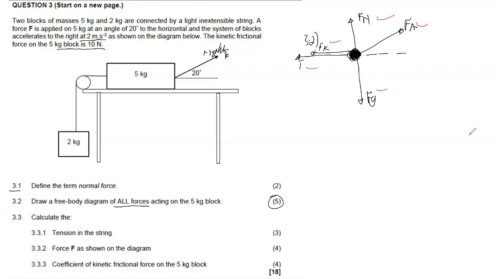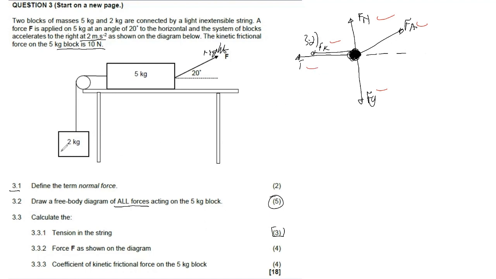And now 3.3, they say calculate the tension in the string, for 3 marks, right? Since this is 3 marks, we can tell that it should be a fairly simple process. Okay, now trying to calculate the tension, we can see that as of right now, we don't have the magnitude of the applied force. Therefore, we cannot calculate using this 5 kg block.